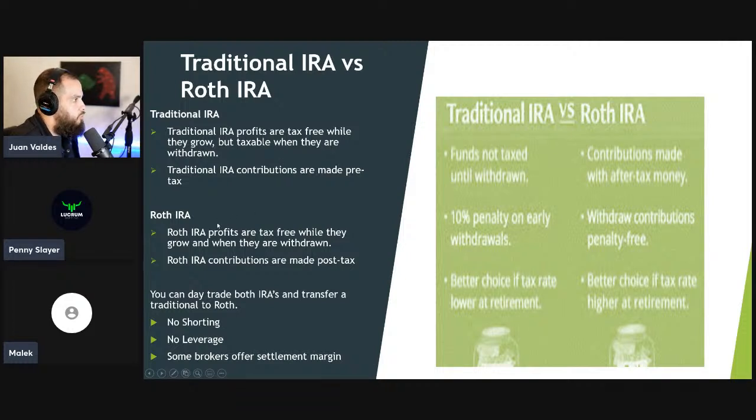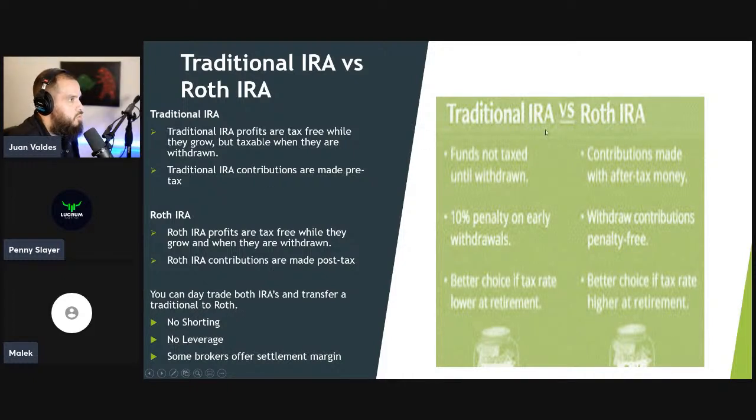Roth is kind of like the opposite. With a Roth, profits are tax-free while they're growing and when they are withdrawn. So, you can't day trade in either IRA, and you can transfer. There's no shorting. There's no leveraging when you have these types of accounts.